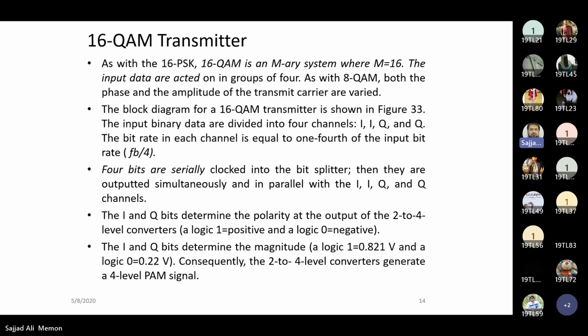The input data are acted on in groups of 4, as with 8QAM. Both the phase and amplitude of the transmit carrier are varied. The block diagram for the 16QAM transmitter is shown in figure 33.